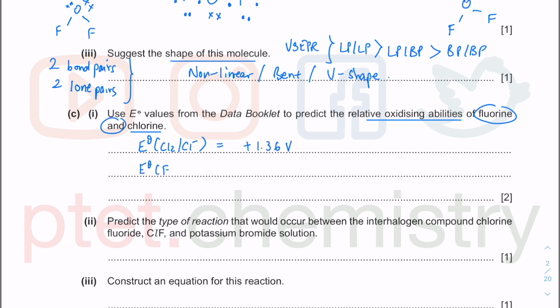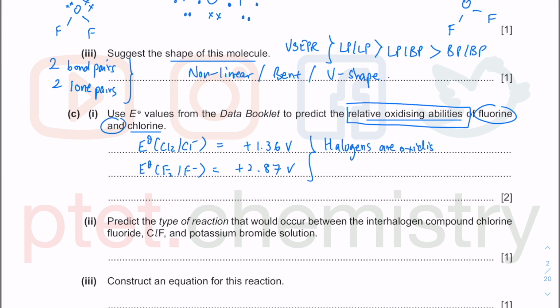And when I go to the F2, F minus, so further down, alphabetical order, that is plus 2.87 volt. So what can we predict about the relative oxidizing ability? We know that the halogens are oxidizing agents. So what do oxidizing agents do? Oxidizing agents oxidize the other substance.